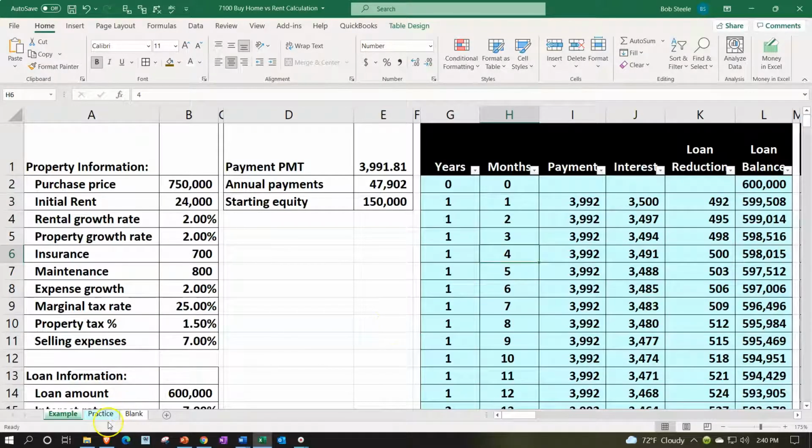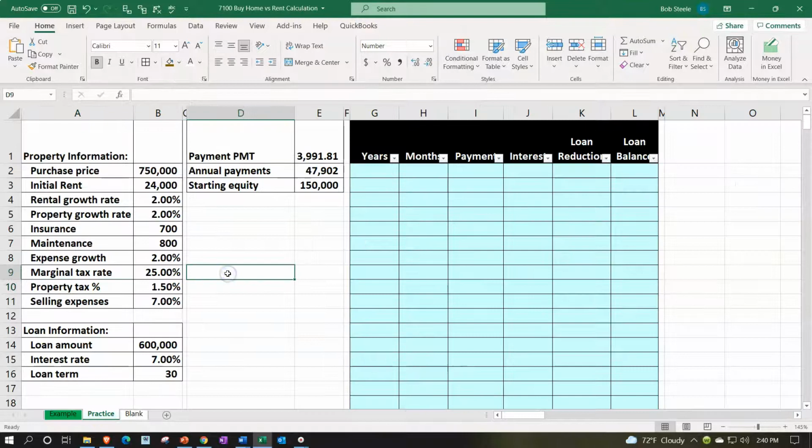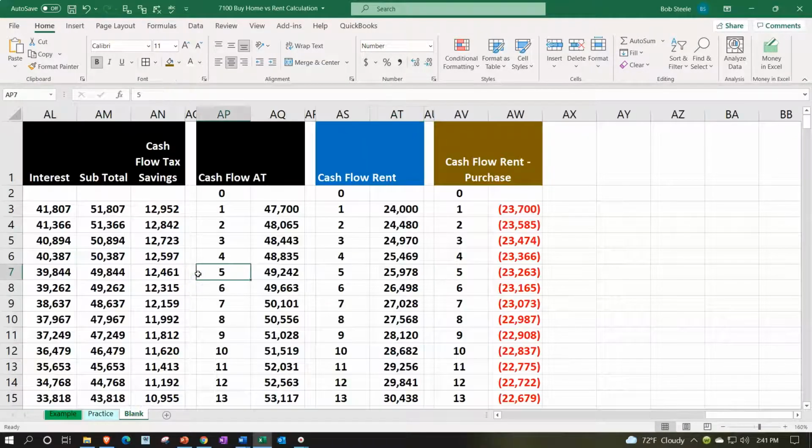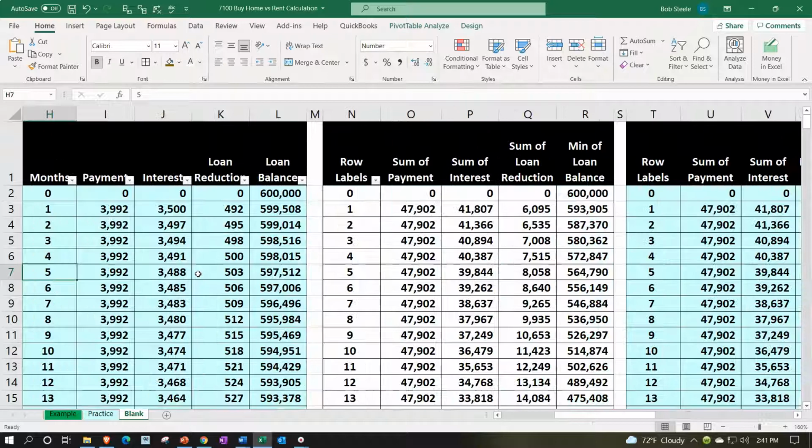We will go into more detail shortly. Note that the practice tab has pre-formatted worksheets, so you can work through the practice problem doing a little less work on the formatting side of things. Then we're going to go to the blank tab, which is where we're constructing this thing basically from scratch.